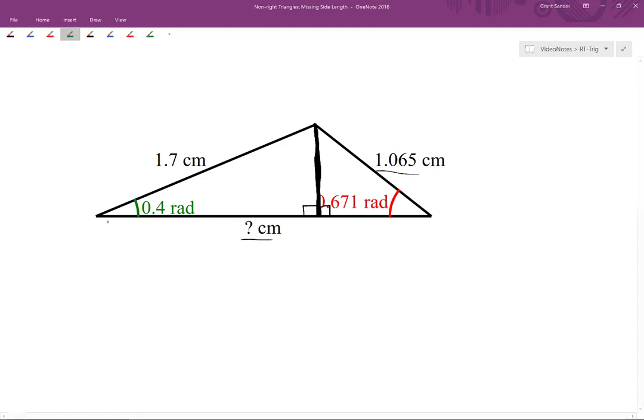So I'll actually kind of shade in what these right triangles look like. So we have this one right here. And then we have the other one that's over here on the right-hand side. So when we take those two right triangles and smush them together, we get back the original non-right triangle.